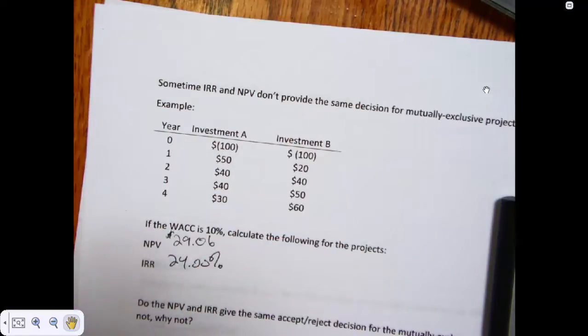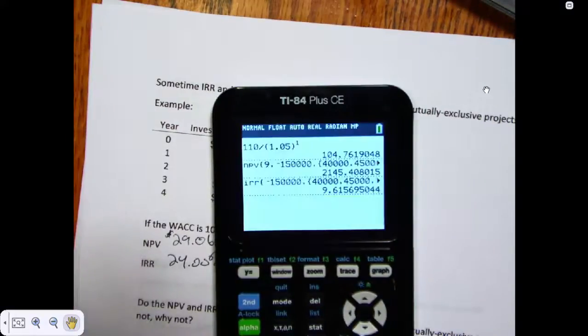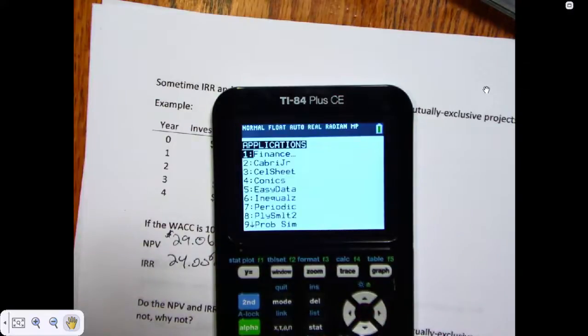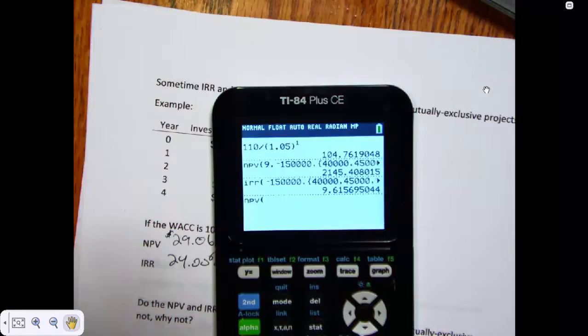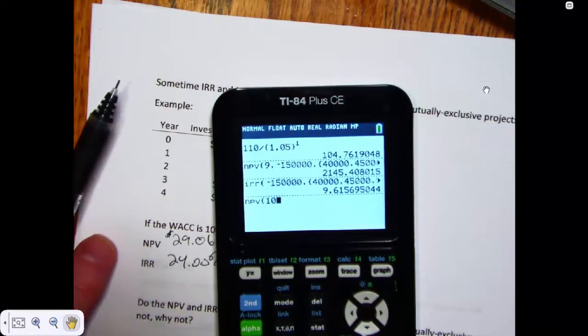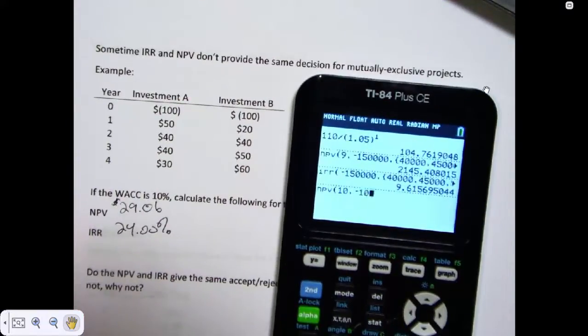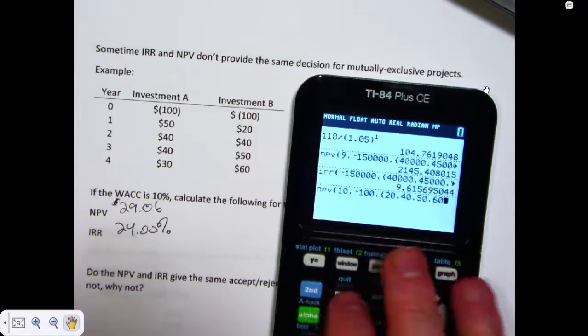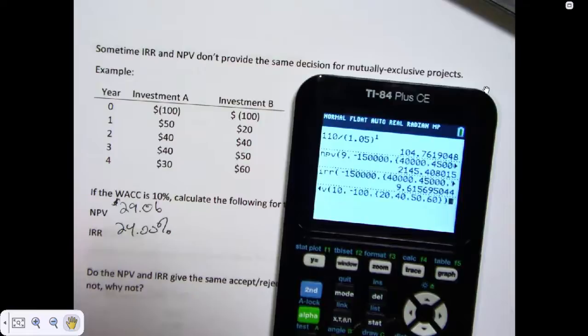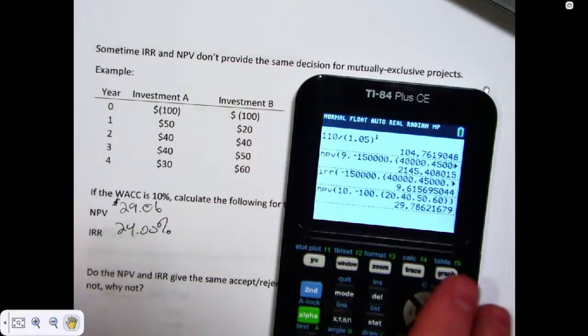So now I'm going to do investment B. I'll use the other calculator for that. Again, you would get the same answer either way. I'll press apps 1 for finance, 7 for NPV. I put in my interest rate of 10%, comma, negative 100, comma, second, the curly parentheses, $20, comma, $40, comma, $50, comma, $60, then second, close the curly parentheses, close the regular parentheses, and I get $29.79.